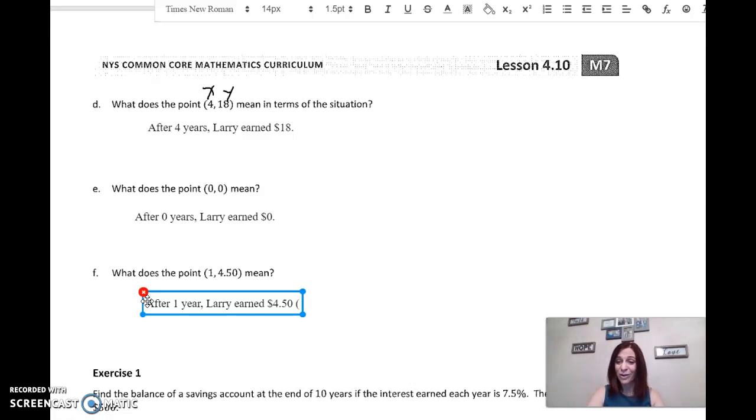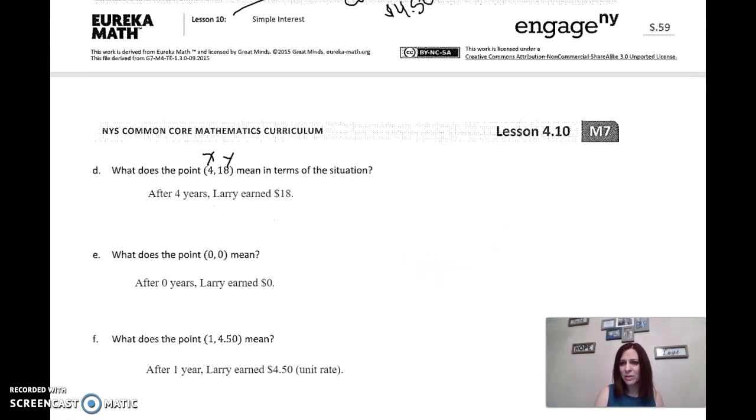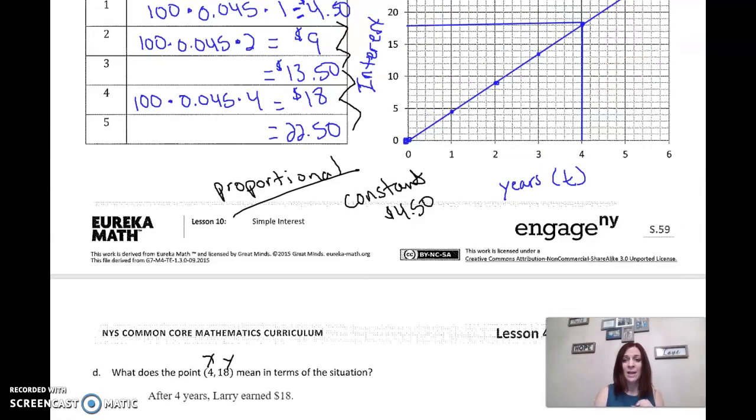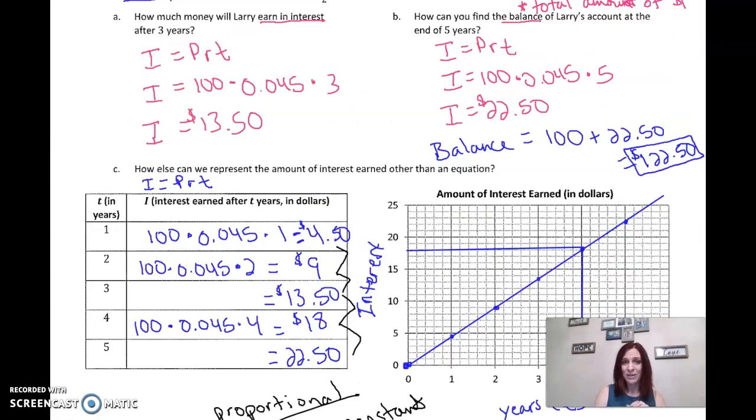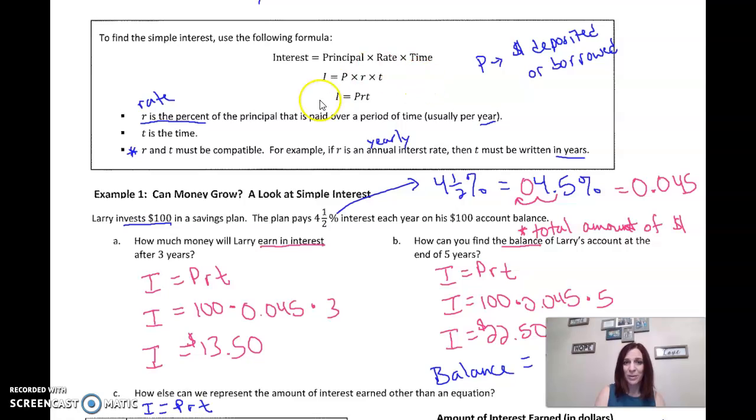And you know what that also is? That's our constant, or our unit rate, right? Now let me put unit rate. That one tells us per year what we're earning. Okay, so a lot of different ways we can represent simple interest, but it's proportional. We are multiplying by a single number each time, and we're using our formula here. Interest equals principal times rate times time.